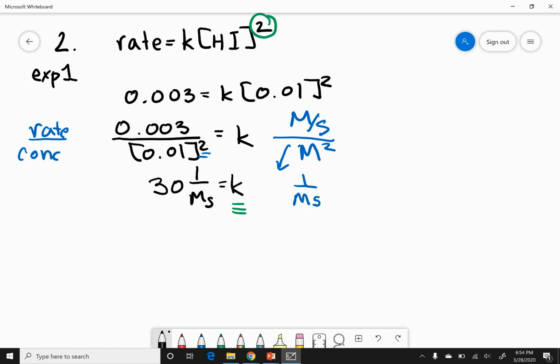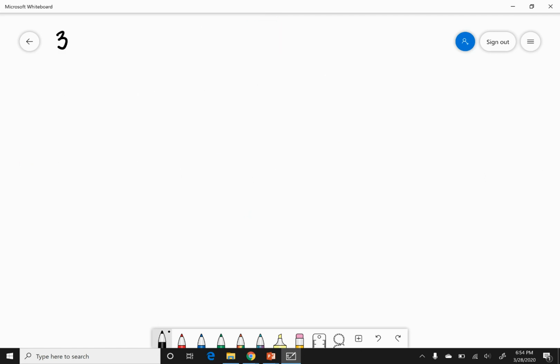All right, let's do the last thing, which is cover point number 3. So point number 3, it says calculate the rate when HI is 0.002 molar. Okay, so if that's the case, let's go ahead and write our rate law. And now we have the rate law in its full glory. The rate equals, and we figured out this is 30 per molar per second times HI squared.